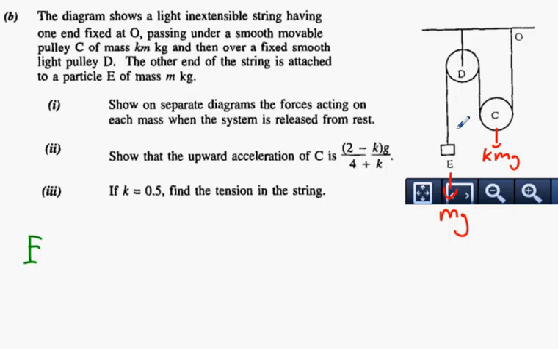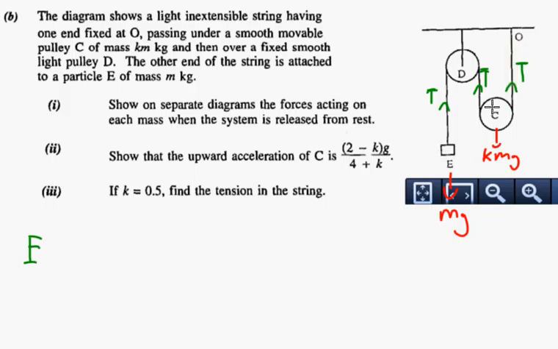One string, one tension, T, T. Now the thing you have to remember is it's not a common acceleration. It's not a common acceleration because, if you think of it this way, as an example, if I gave up 4 meters of string, how far would particle E move? 4 meters. Particle E would move 4 meters.